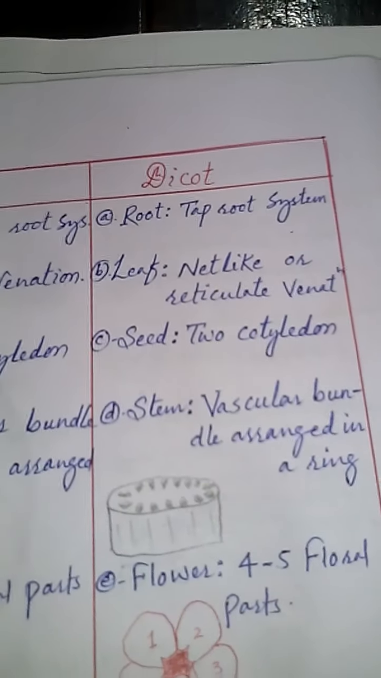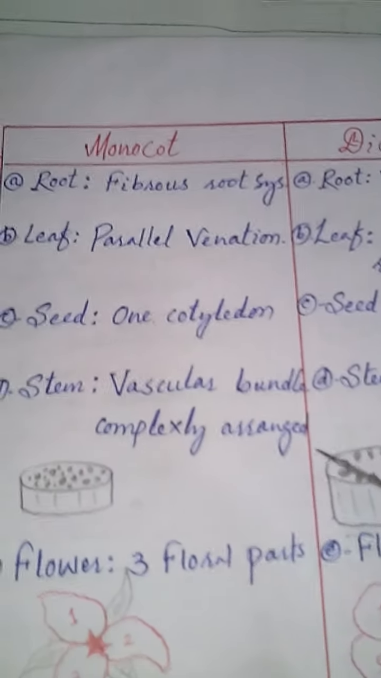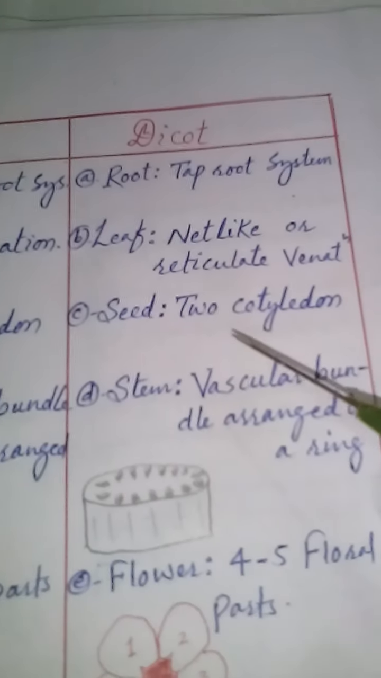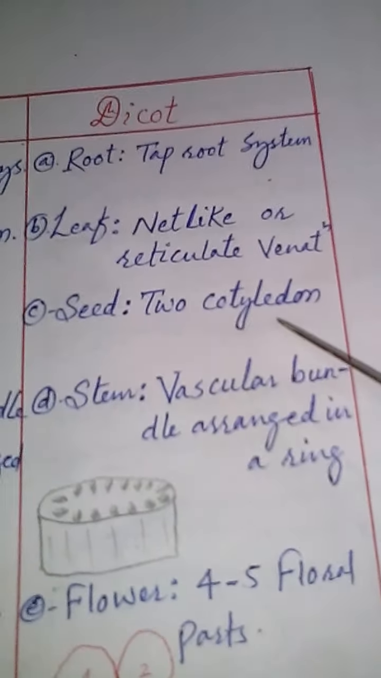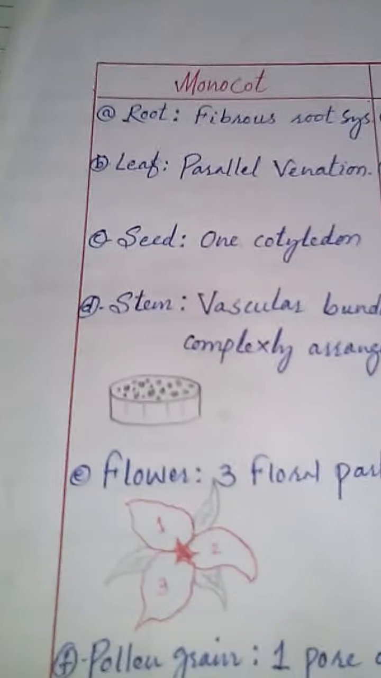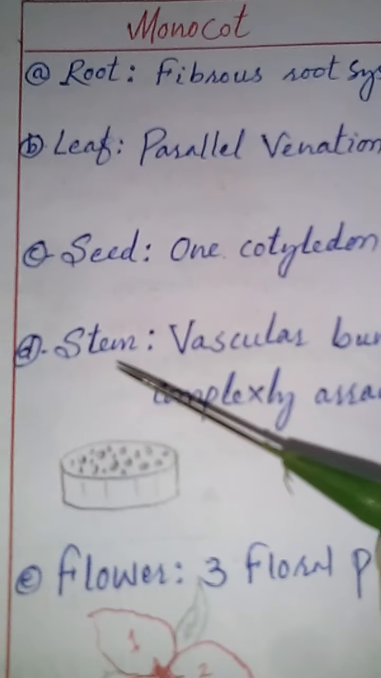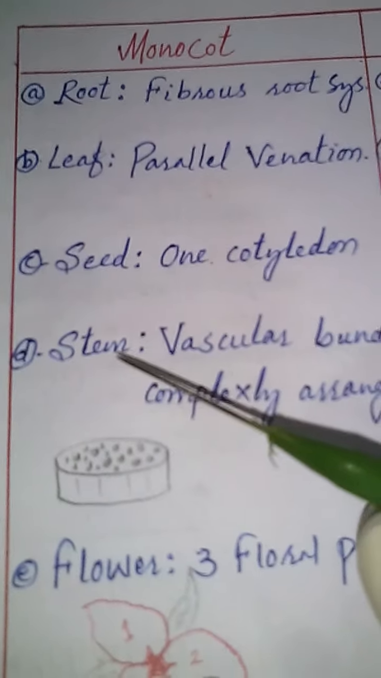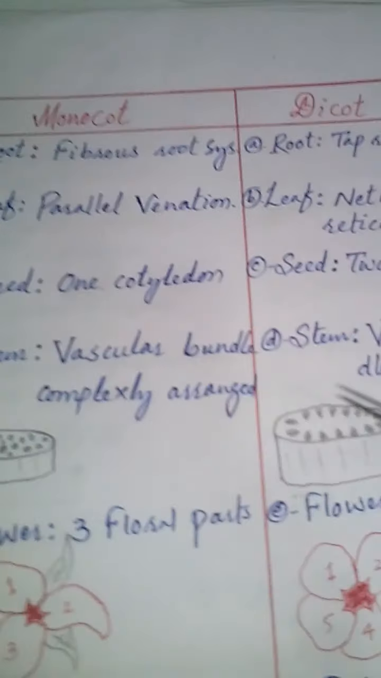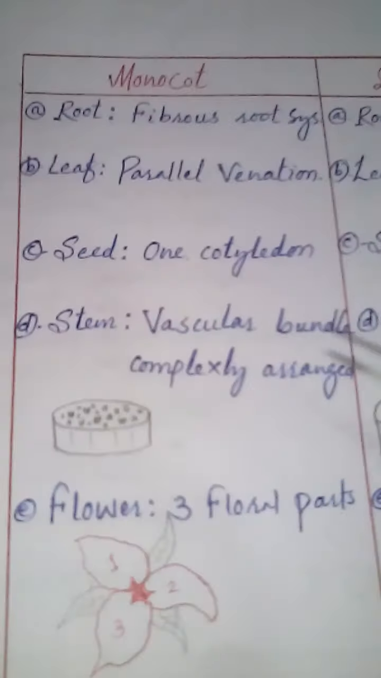So seeds of the monocotyledon show the presence of only one cotyledon. Seeds of the dicotyledon show the presence of two cotyledons. Then the next point is stem. Now we'll compare the stem of the monocotyledon with the dicotyledon stem.